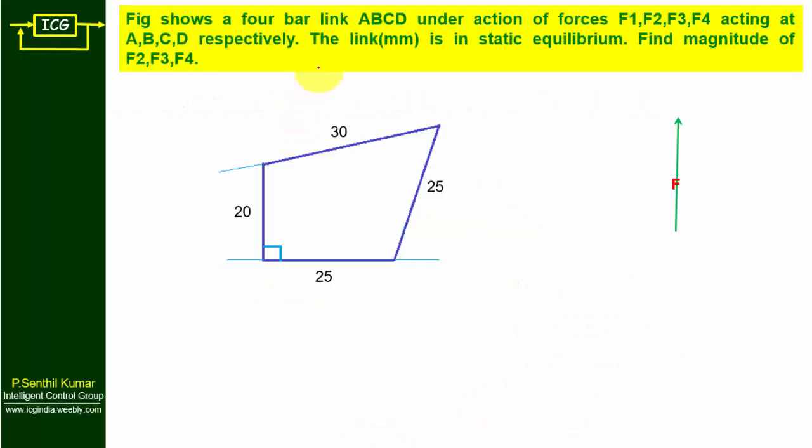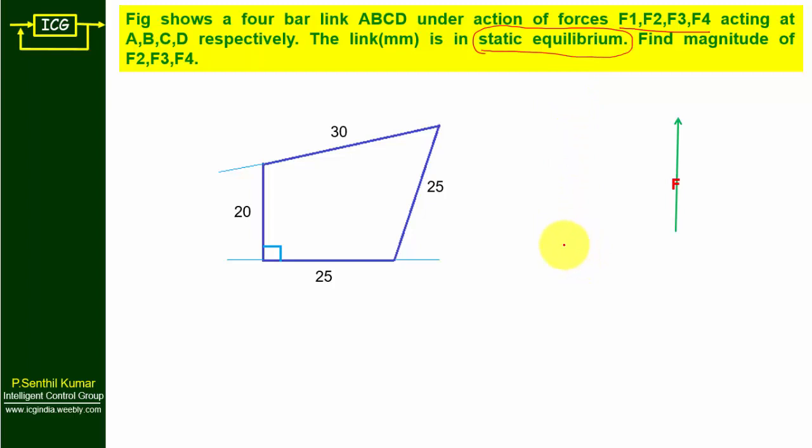The figure shows a 4-bar link ABCD under the action of 4 forces F1, F2, F3, F4 acting at A, B, C, D respectively. The links are in static equilibrium. So this is very important. There are 4 forces acting on a system and the system is in static equilibrium. So what is the meaning of that term, static equilibrium?